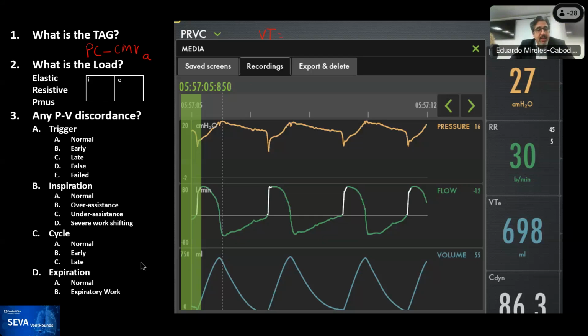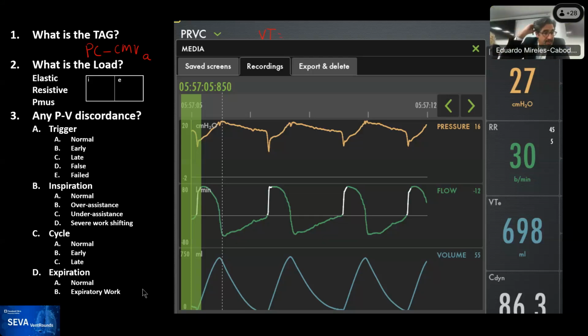All righty. The next item is the inspiration. So is it normal, over assistance, under assistance? And I know that severe work shifting falls under assistance, but what do we see here? Is there under assistance? Yes, there's severe work from the patient, severe work shifting.